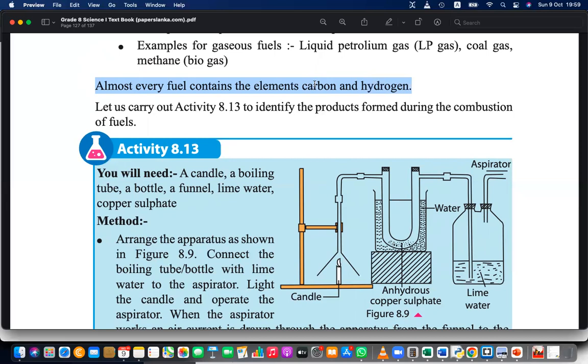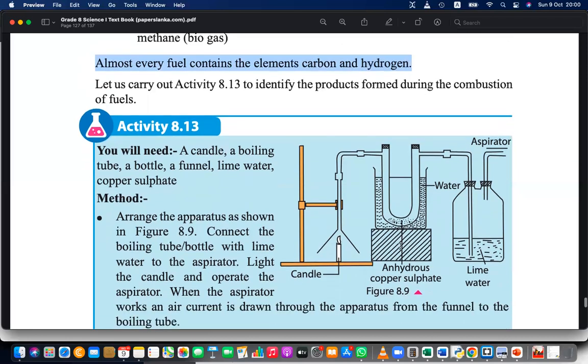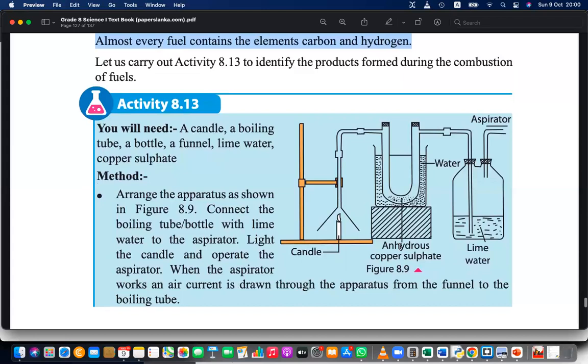Right, here you have anhydrous copper sulfate. Now, when the candle is lit, the gases go through this U tube, and then what will happen? Right, slowly this will become blue. So how does it become blue? Because it will contact water.